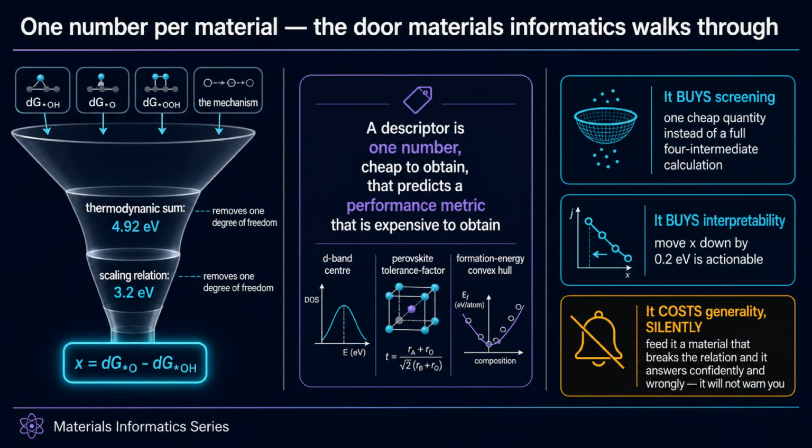Step back and look at the shape of what just happened. We began with a 4-dimensional problem and ended with a function of one variable, and the reduction was neither an approximation nor a fit. 2 constraints, one thermodynamic and one empirical, each removed a degree of freedom. That is the descriptor idea, and it is the most transferable thing in this chapter. A descriptor is one cheap number that predicts an expensive one. It buys screening, and it buys interpretability. It costs generality silently. Feed it a surface that breaks the relation, and it answers confidently, wrongly, and without warning.